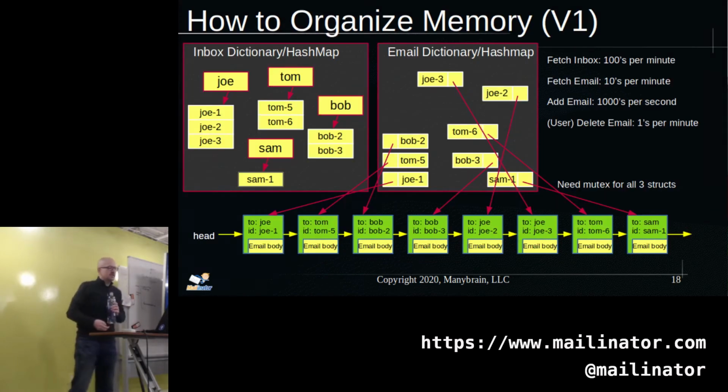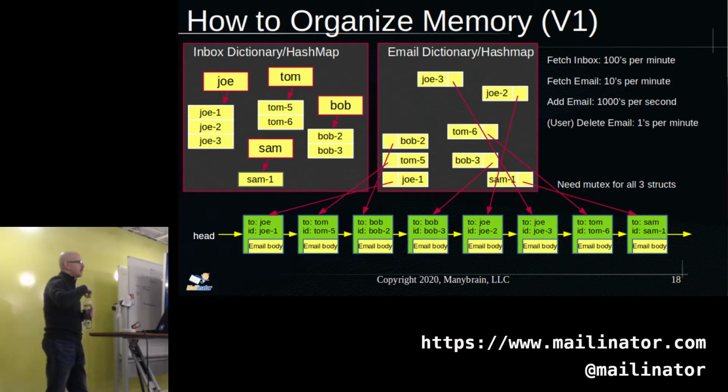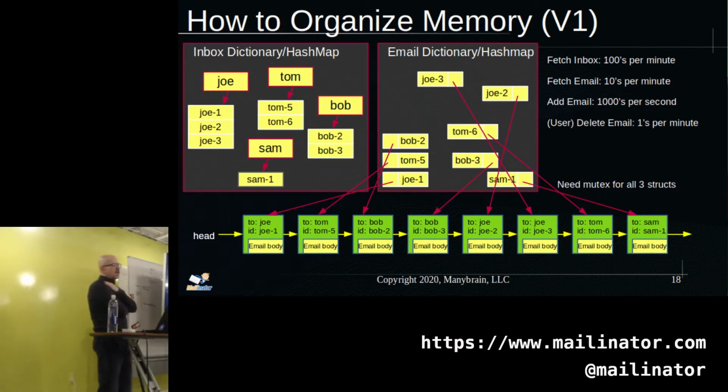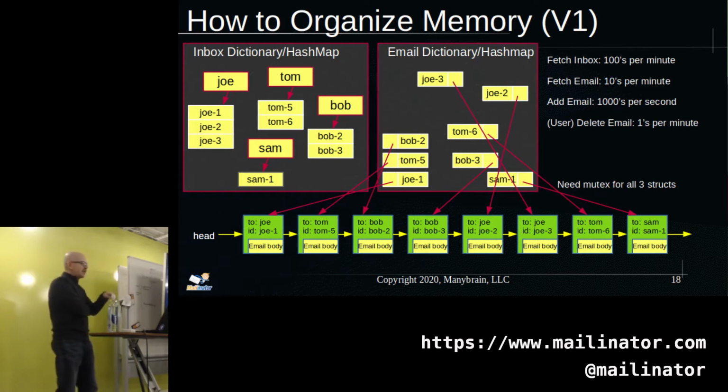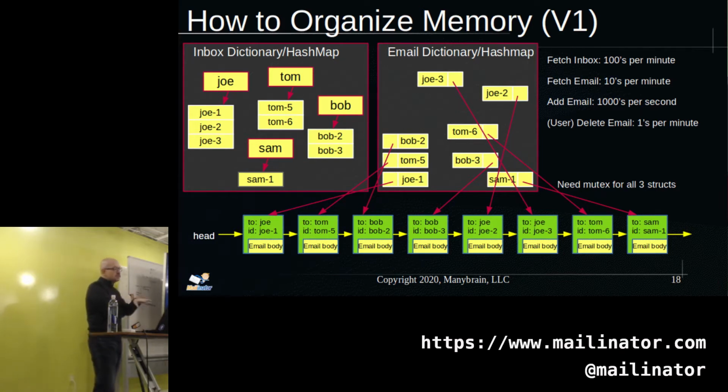And there's, again, been many, many different thought processes to this. Here's one sort of recent incarnation. Now, if you look in the upper right here, keep in mind we are optimizing this data structure for the usage patterns. Fetching of inbox comes in at hundreds per minute. Fetching of emails comes in at tens per minute. Adding email comes in at thousands per second. Okay? So that is what we are optimizing this for. Oh, and user deleting emails is ones per minute. All right?